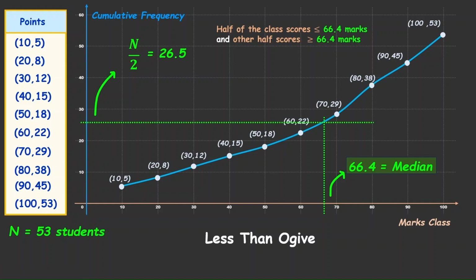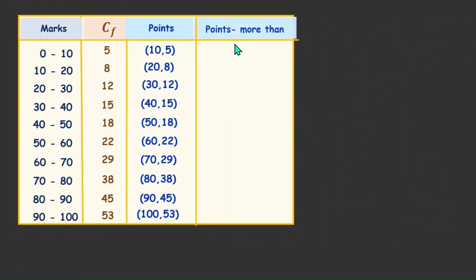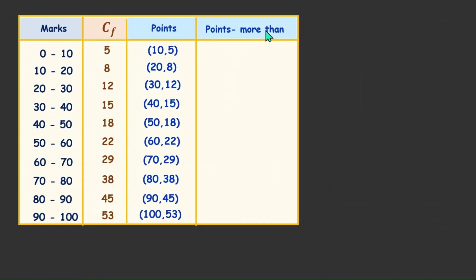So now the question should arise: can we also do it with a more than ogive curve? Let's see. Let's try constructing the more than ogive curve first. For that, let's take our points for the more than ogive curve. Now we take points such that the x coordinate will have the lower boundary, n is 53 students, and the y coordinate would be the total frequency, which is 53, minus the cumulative frequency of the previous class.